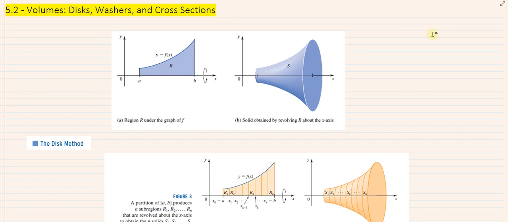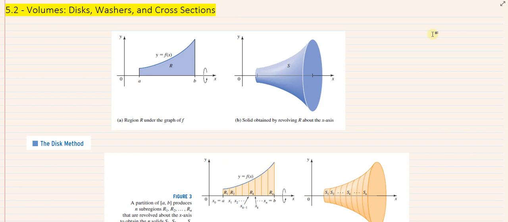This region is going to be bounded, and it's typically revolved about either the x-axis or the y-axis, and it could also be revolved about a line. So that's what we're going to take a look at.